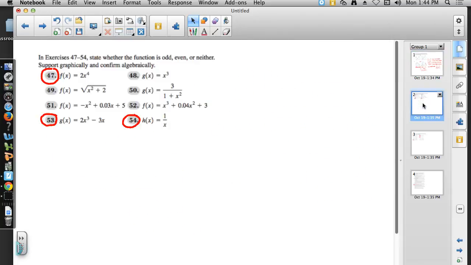Then 47 through 54, it says state whether we have an odd, even, or neither, and support it graphically, confirm it algebraically.